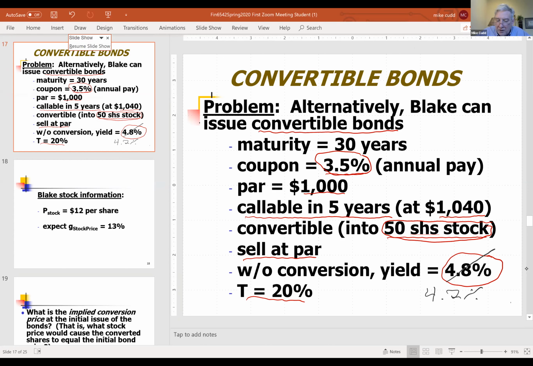I might ask you to calculate the conversion premium, what the bond would sell for if not convertible, if it's yielding this, and then how much the difference is between that and the $1,000 it can sell for. But I'll change one of the inputs and then ask you to calculate something we just calculated.